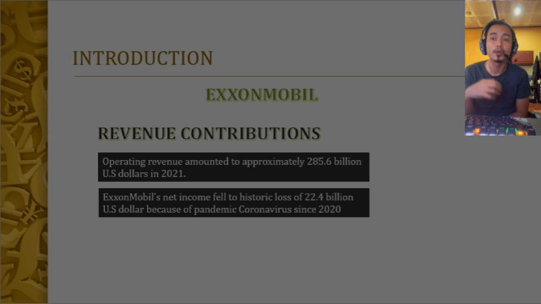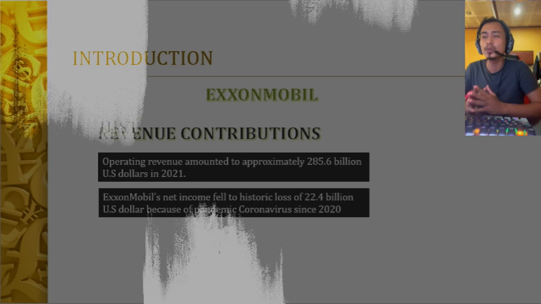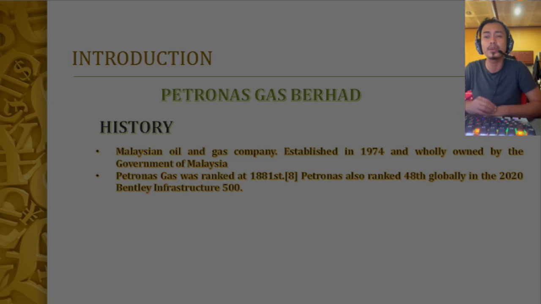Regarding the revenue contribution of ExxonMobil, operating revenue amounted to approximately 285.6 billion US dollars in 2021. ExxonMobil net income fell to a historic loss of 22.4 billion US dollars because of the coronavirus pandemic since 2020.